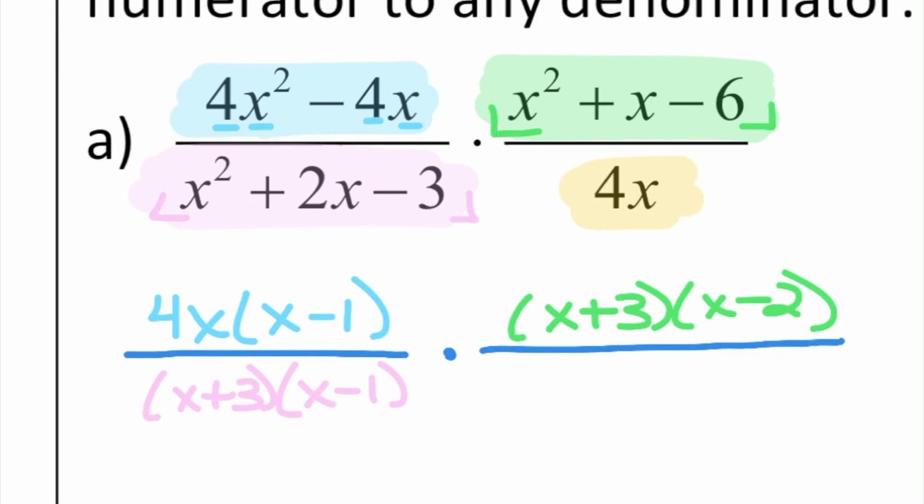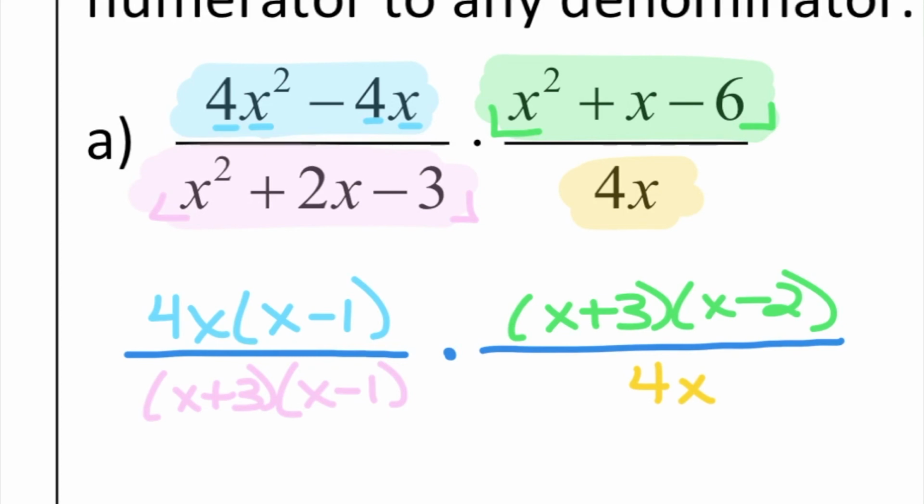And then, like we said, that last denominator cannot be factored. It's already a multiplication problem, 4 times x. So it's already factored into its most basic factors. And then I can go ahead and look at canceling anything that can be canceled. When you're multiplying, you can cancel from any numerator to any denominator as long as the whole problem is a multiplication problem.